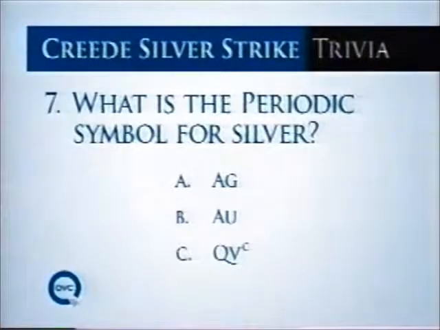All right, throughout the day, as we celebrate our very own sixth annual, but the 118th anniversary of the last great silver boom of the Old West, we're asking you questions. Oh, here's one I should have paid attention for. What's the periodic symbol for silver? AG, AU, or QV to the C power?